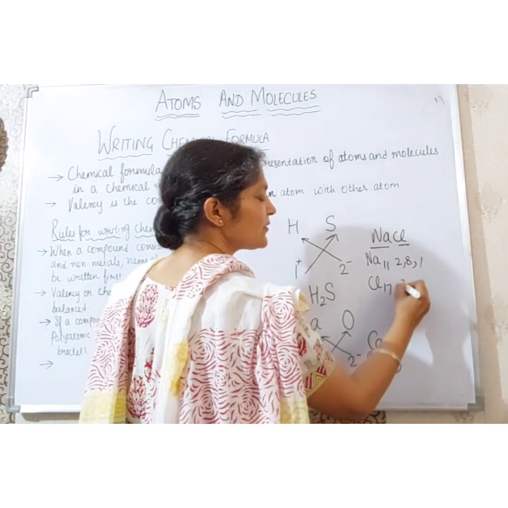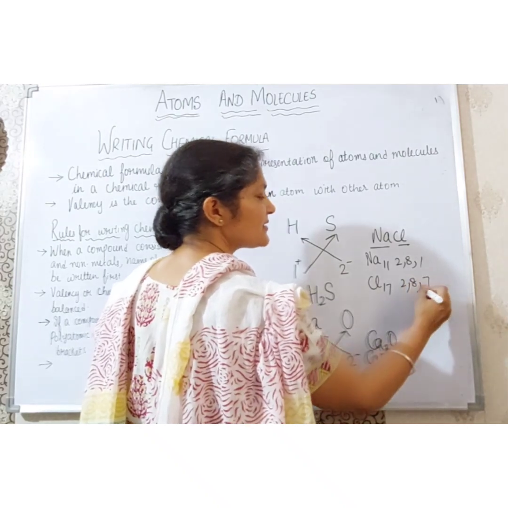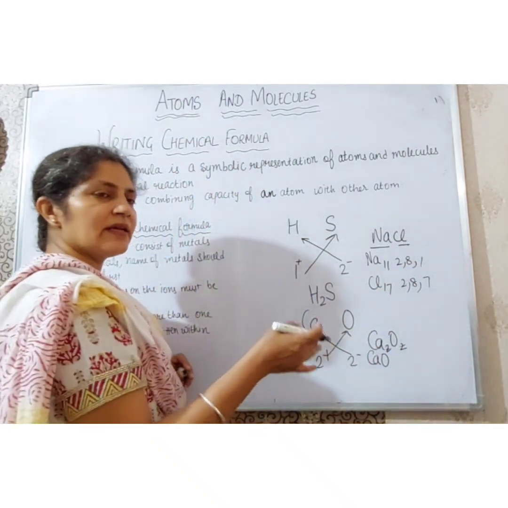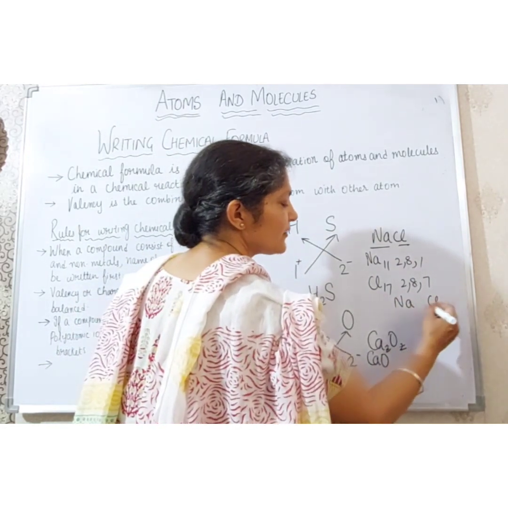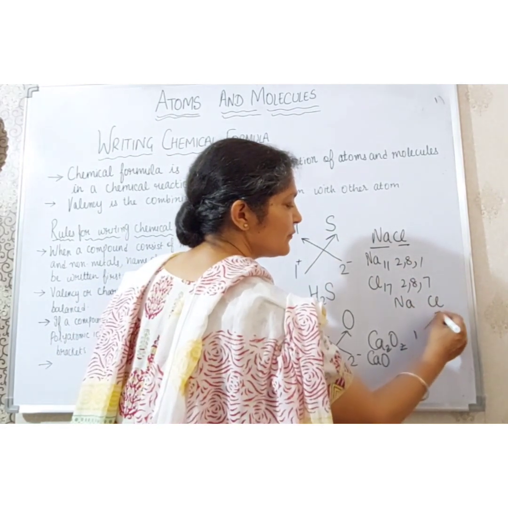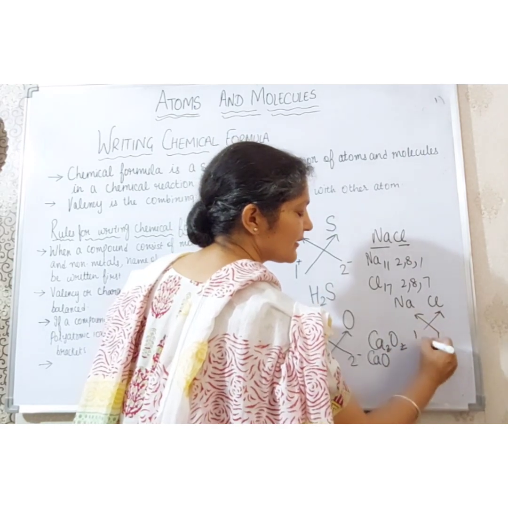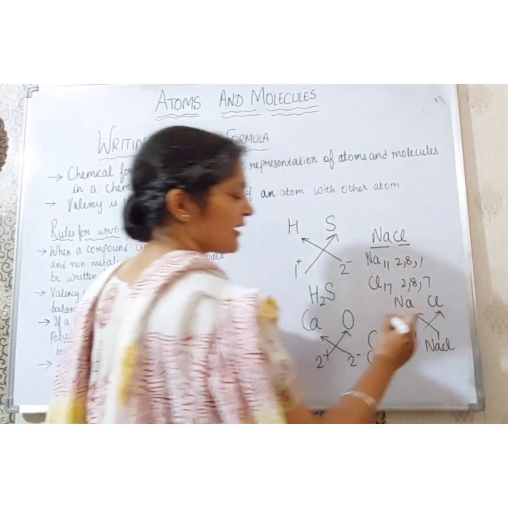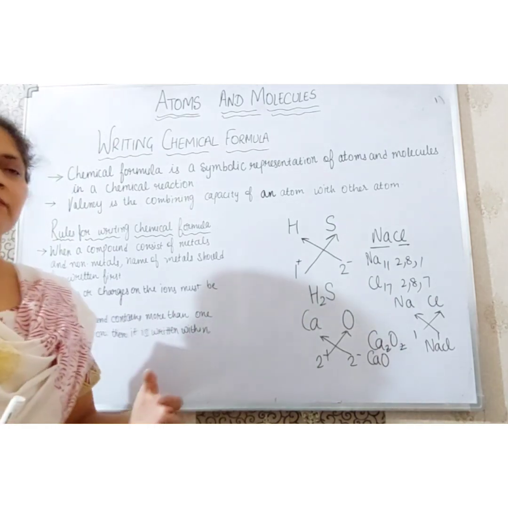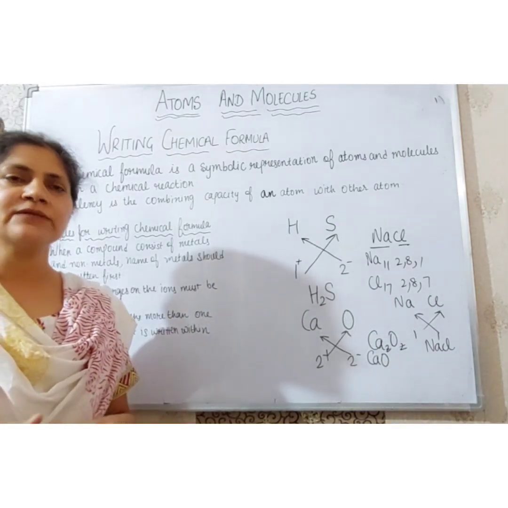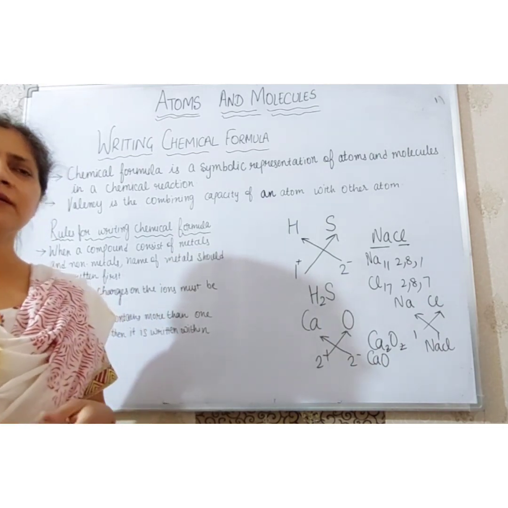It has one extra electron. And chlorine has atomic number 17. It has one electron in need. It needs one electron. So sodium and chlorine will combine to form sodium chloride. One we never write. So it is sodium chloride. So these are the ways and these are the rules for writing a chemical formula.